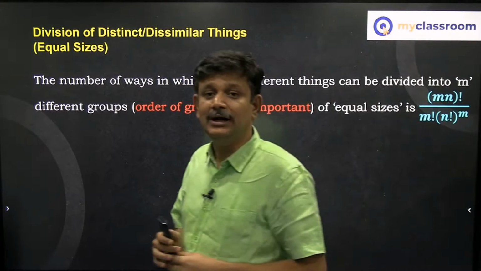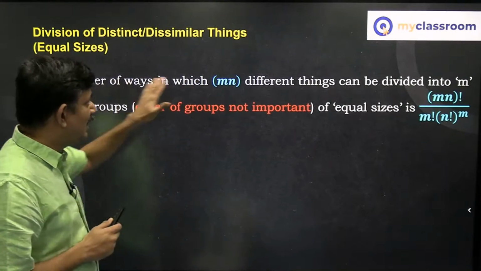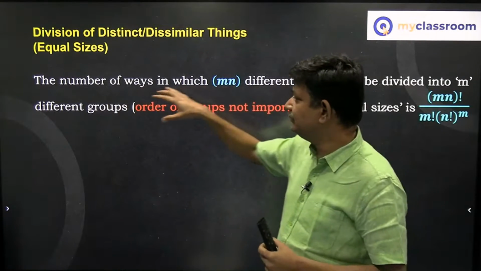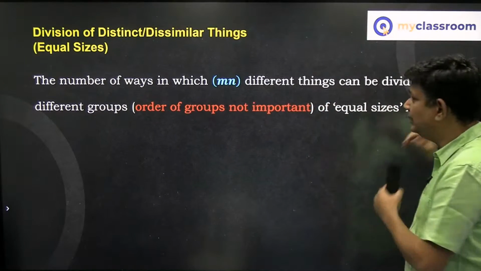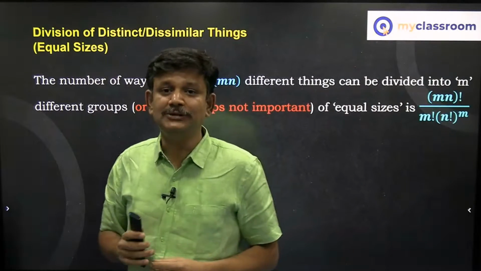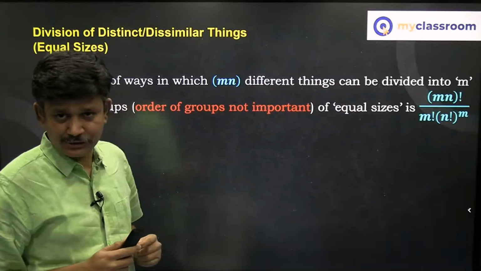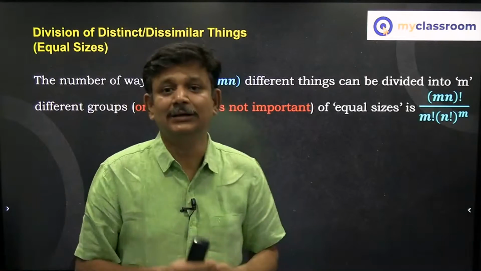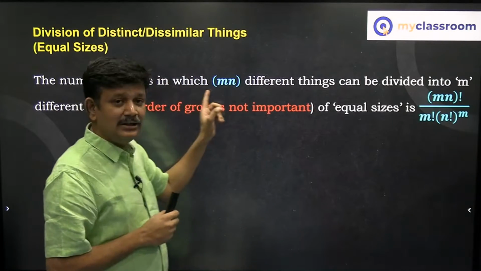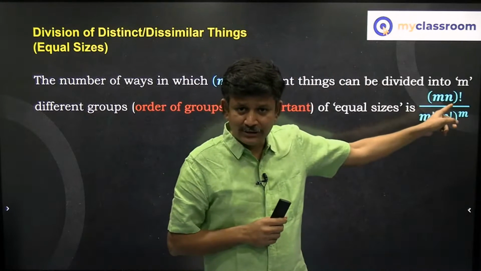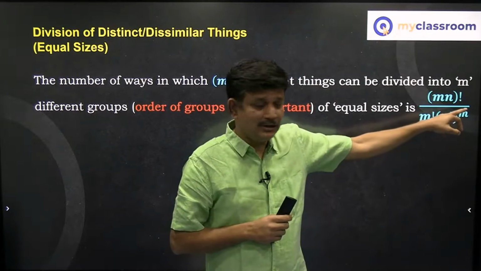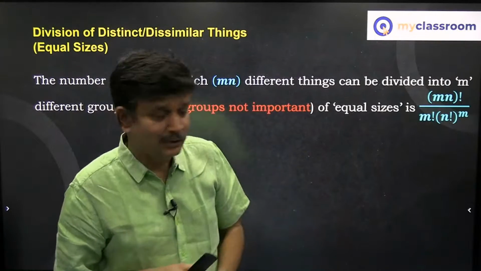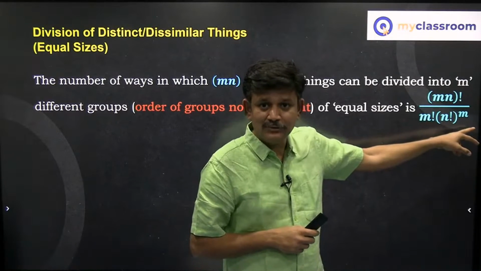In the same thing, let us look at another extended result. If I have mn different things, the number of ways of dividing into m different groups. Into how many different groups? M different groups. Order is not important. Here, boxes are all identical. Order is not important. In that case, what will I do? Mn factorial divided by n factorial whole power m, each box will be having n things. So, n factorial will come m times.